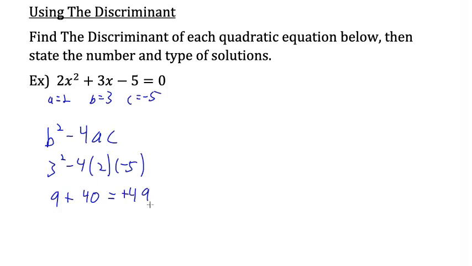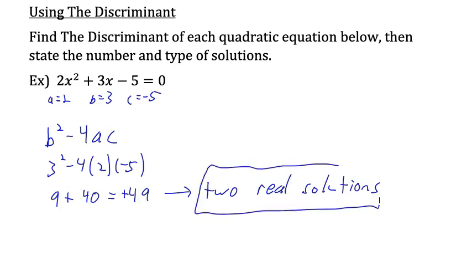Now that's not the solution to this equation. It's just the discriminant. And all it tells us is that we have two real solutions, because the discriminant is positive. So if we were to solve that equation, both solutions would be real numbers.